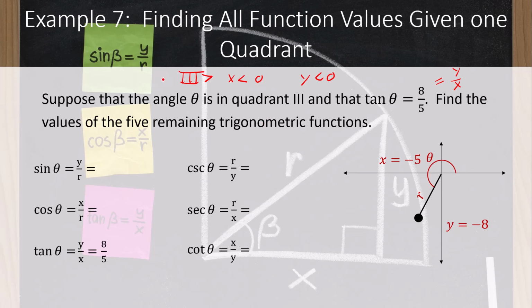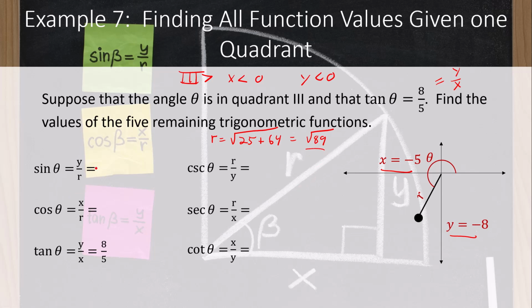So from quadrant 3, we get that both x and y are negative. From tangent, we know that the ratio between y and x is going to be 8/5. So one possible value will be for x to be -5 and y to be -8. And if x is -5 and y is -8, then r has to be equal to the square root of (-5) squared plus (-8) squared, which will give you the square root of 89, which, by the way, is a prime number, so that's the best you can do. So we have that x is -5, y is -8, r is the square root of 89, and we can go to town.